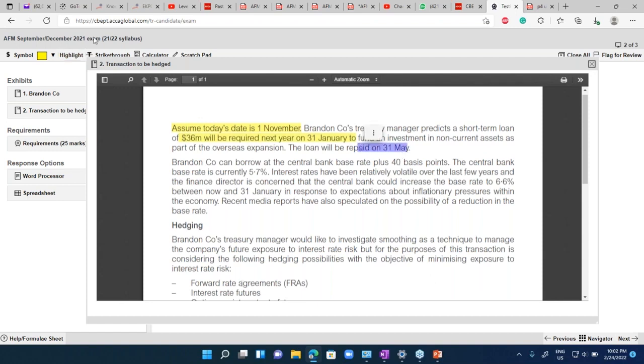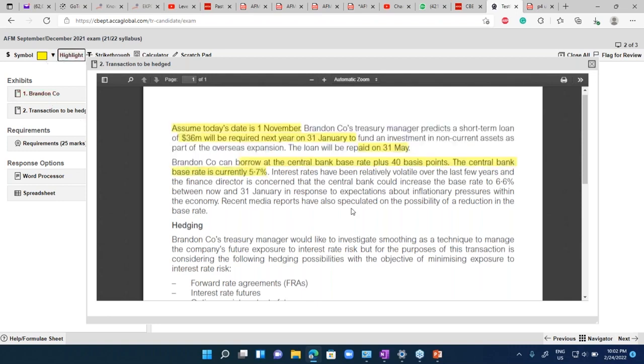So what is the duration of the loan? Feb, March, April and May. 4 months is the duration of the loan. Brandon Company can borrow at the central bank base rate plus 40 basis points, and currently the base rate is 5.7%.